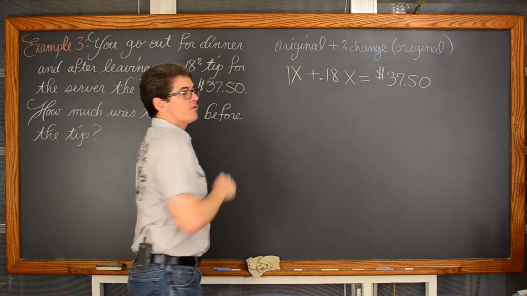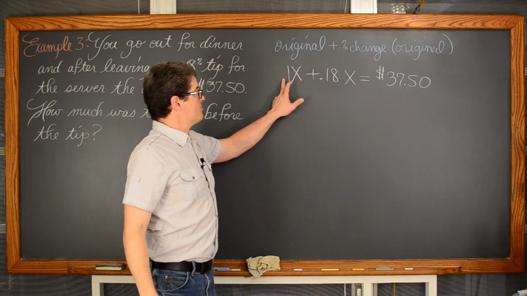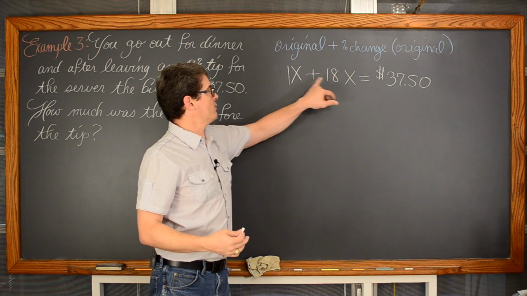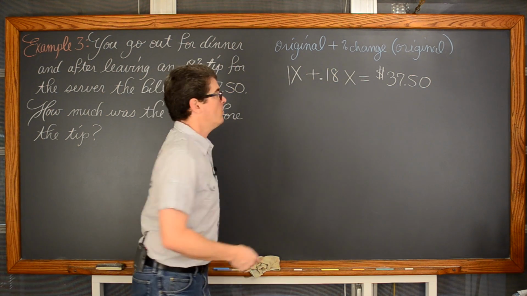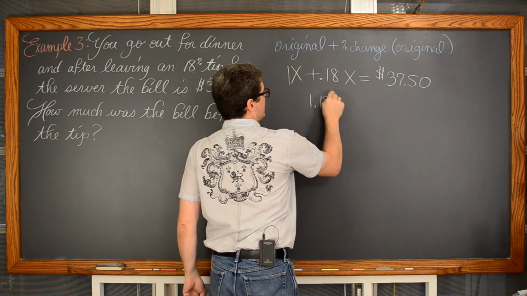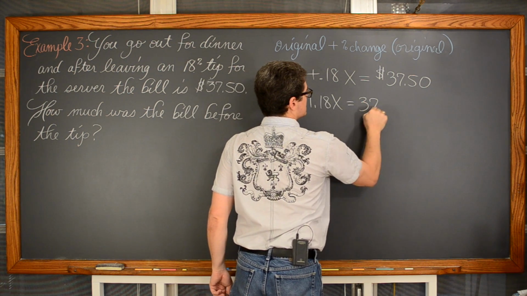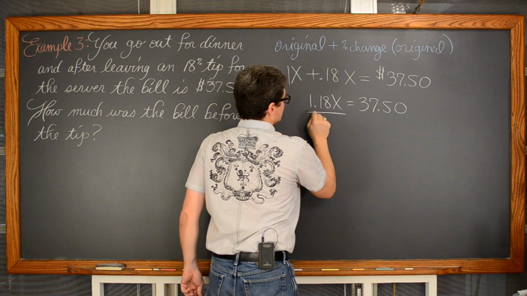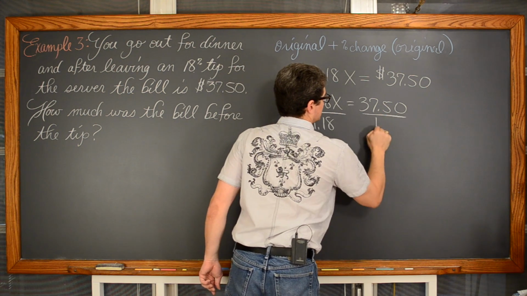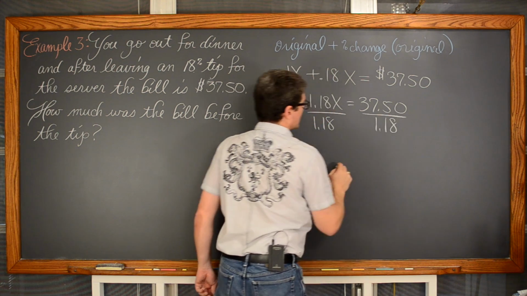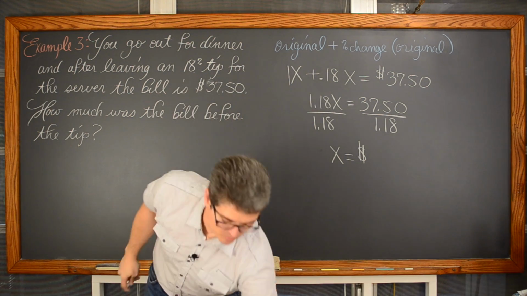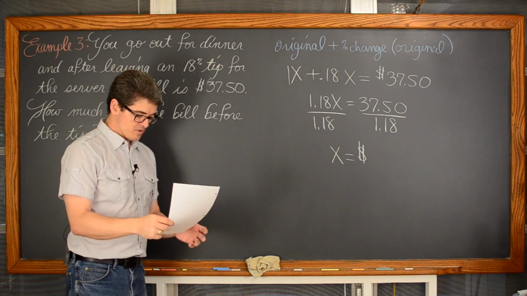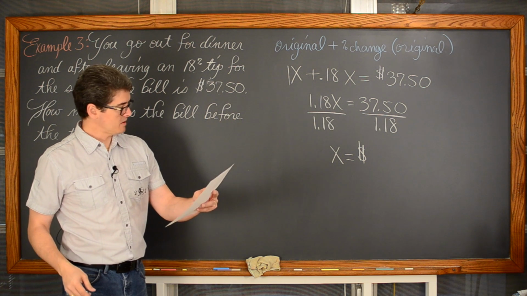So we have a 1 in front of that x. We're going to add these like terms, which means in like terms, same variable, same exponent. So it's going to be 1 plus 0.18 is going to be 1.18x is equal to 37.50. Divide both sides by 1.18. And x is going to be equal to, I'm going to put the dollar sign back in to put it in context of this problem, let's see here.